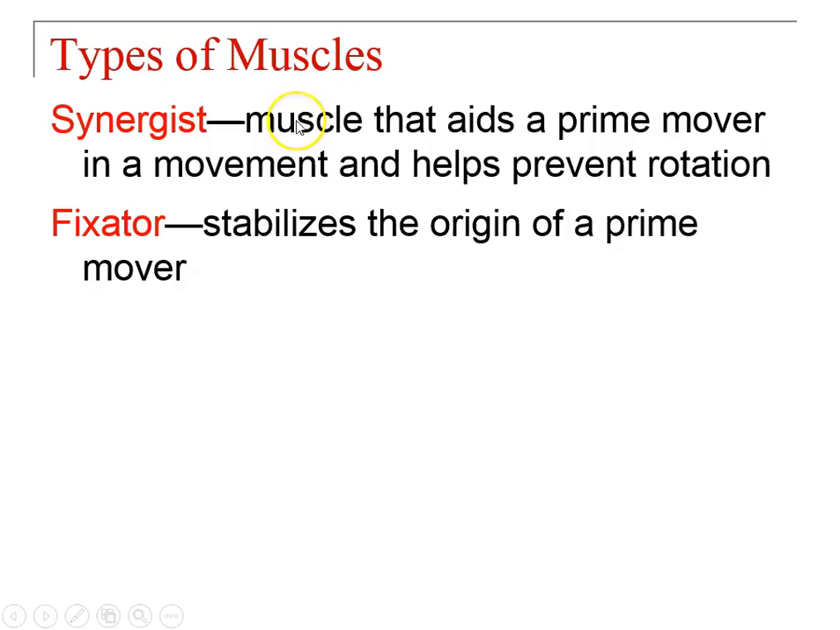The next two types are synergist. It helps. So we saw the brachialis helps do the same flexing motion. And then a fixator helps stabilize the origin of the prime mover. So we saw the deltoid, that would be the fixator, or at least one of them. It helps keep that origin in place as the muscles move and moves the insertion.